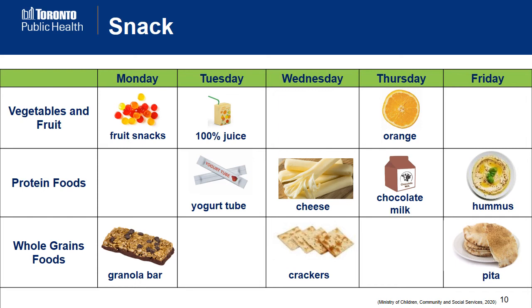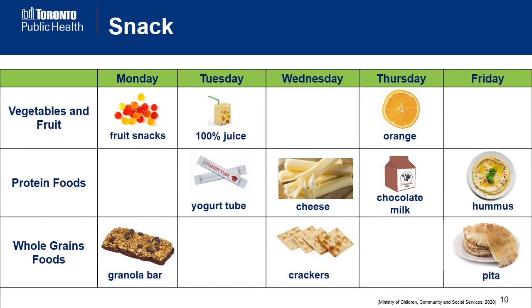For the crackers, we need to check the label to ensure the first ingredient is whole grain, whole wheat, or bran. They should also have less than or equal to 10% daily value of sodium per serving. The cheese should have less than or equal to 10% daily value of sodium per serving, and if possible, we would want the cheese to have less than or equal to 20% milk fat.